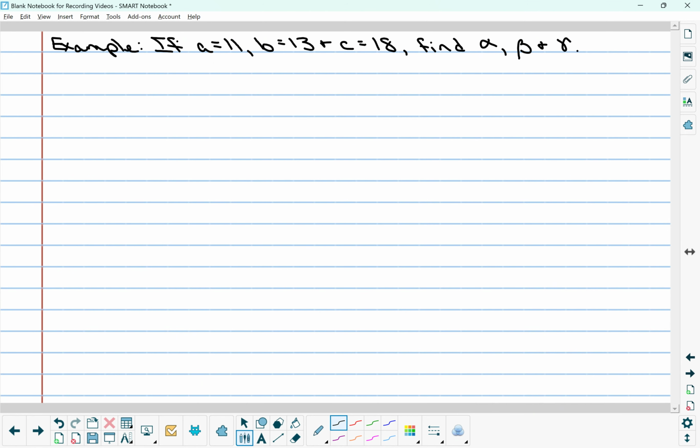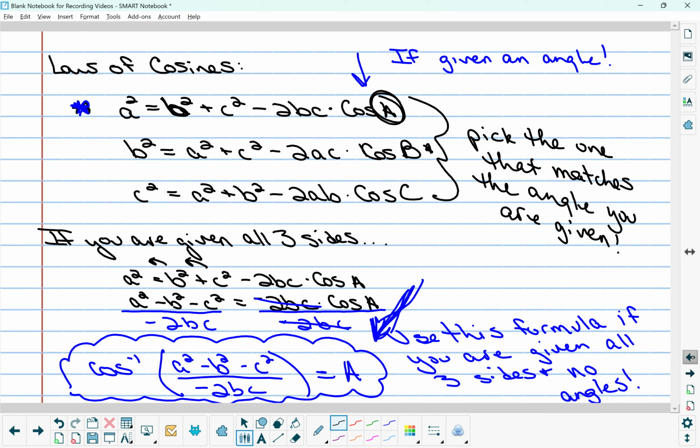It'll also say something like in a non-right triangle. I'm just not wasting my time writing that, but this should tip you off immediately that we have a law of cosine situation. I'm going to label these alpha, beta, gamma. A equals 11, B equals 13, and C equals 18. Okay, so now I'm going to flip back to this formula that we derived a couple screens ago down here in blue.